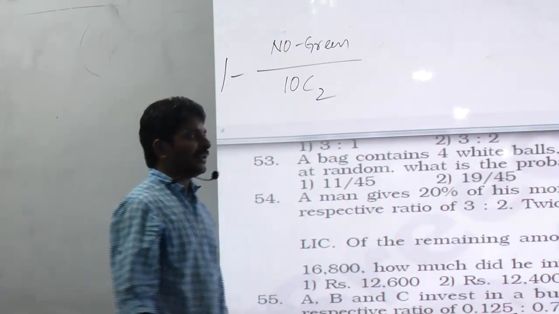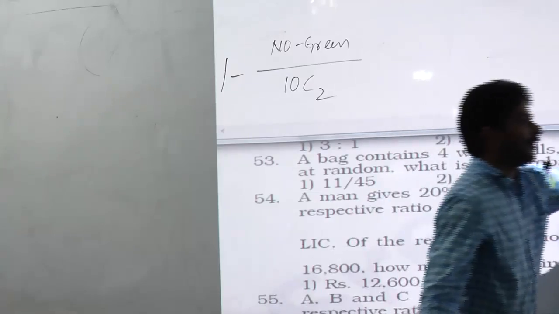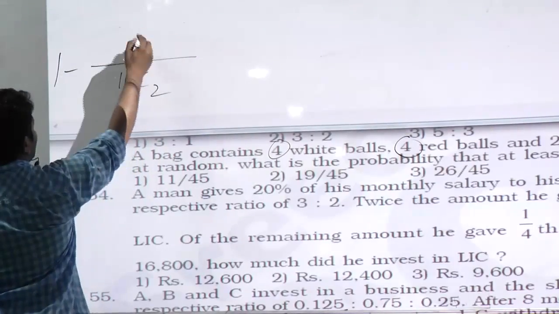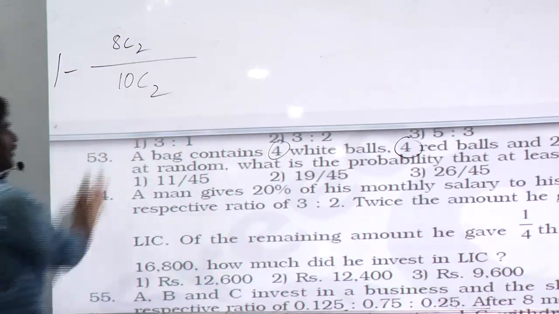No green means anything except green. Any 2 out of these 8 balls will do. Yes or no? In how many ways can you select 2 out of 8 balls? 8C2.